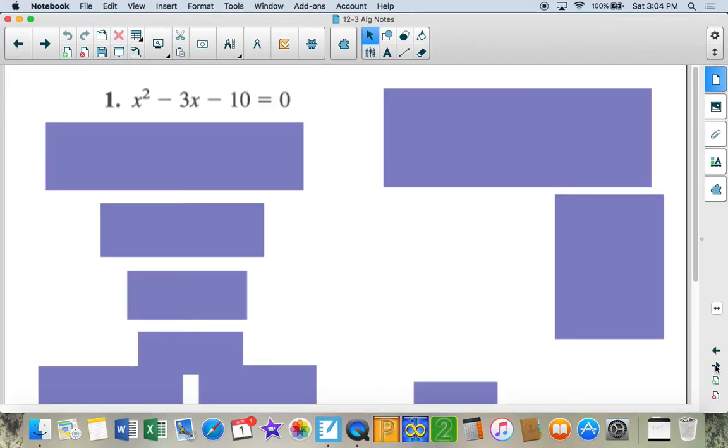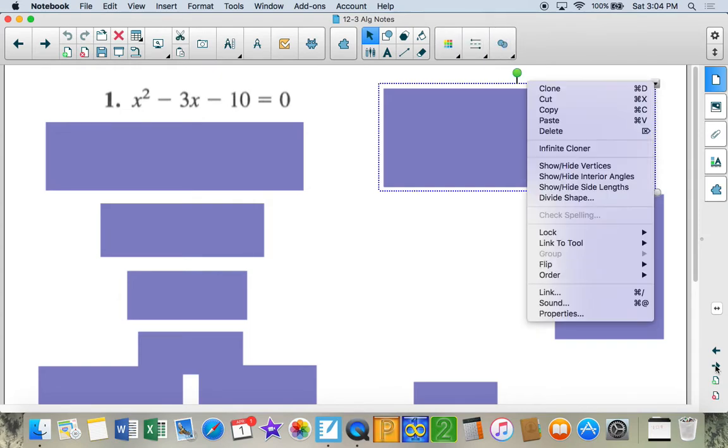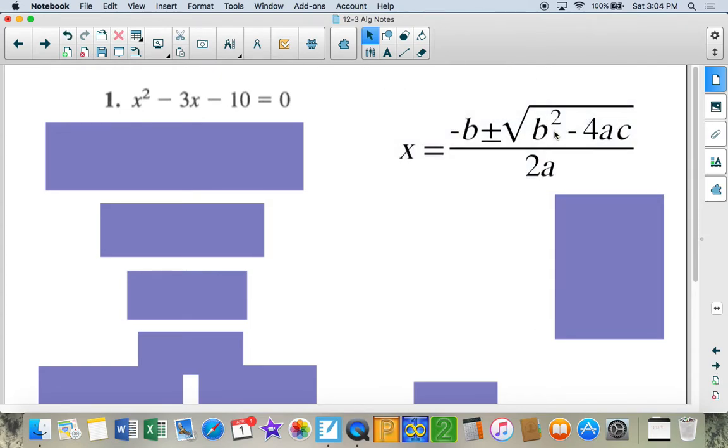The quadratic formula says x equals the opposite of b plus or minus the square root of b squared minus 4ac, all over 2a. Now those variables a, b, and c come from the trinomial. Notice first of all that it's set equal to 0. We have to have ax squared plus bx plus c equals 0.